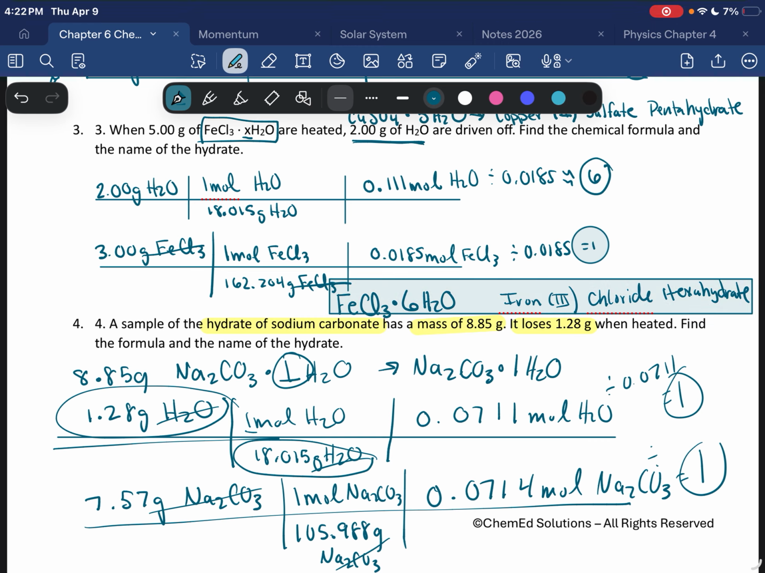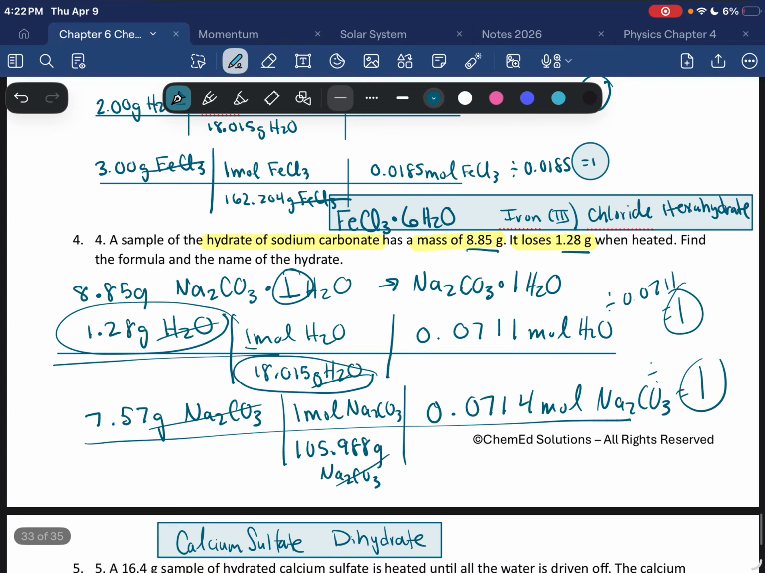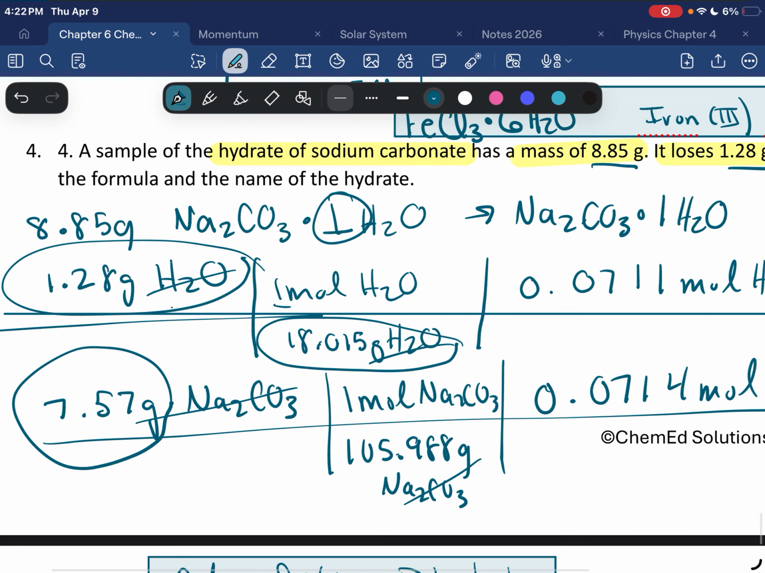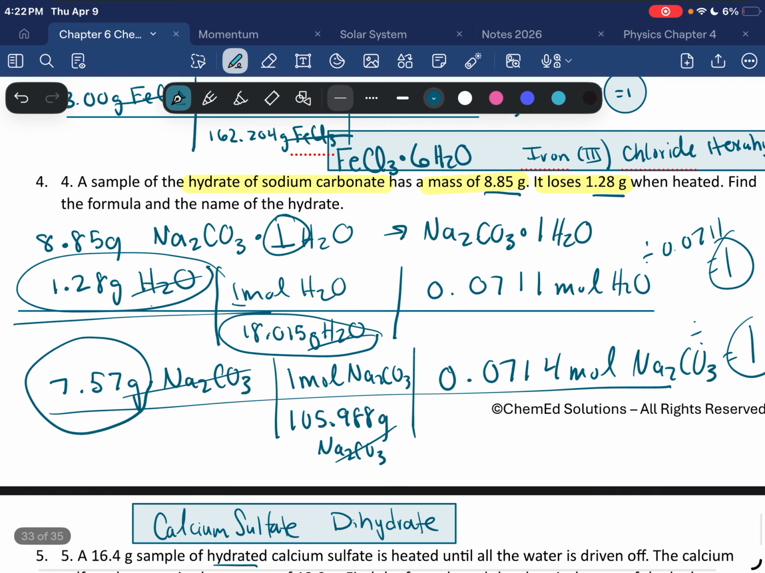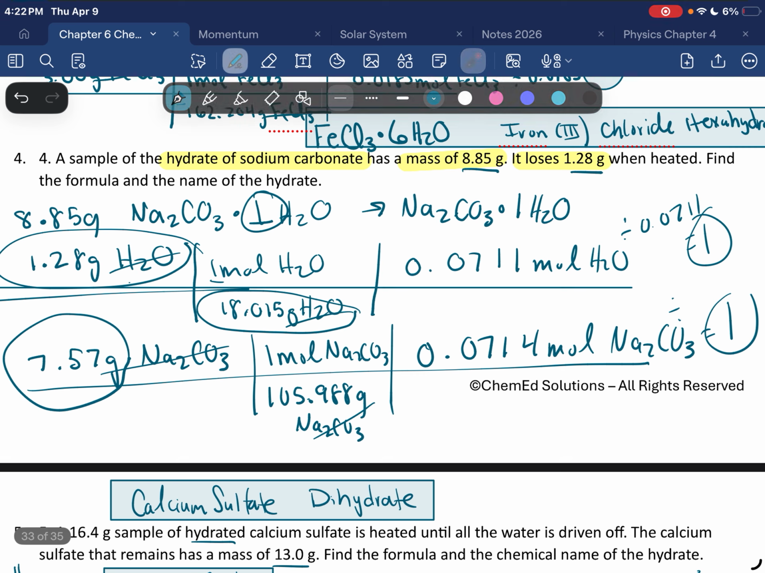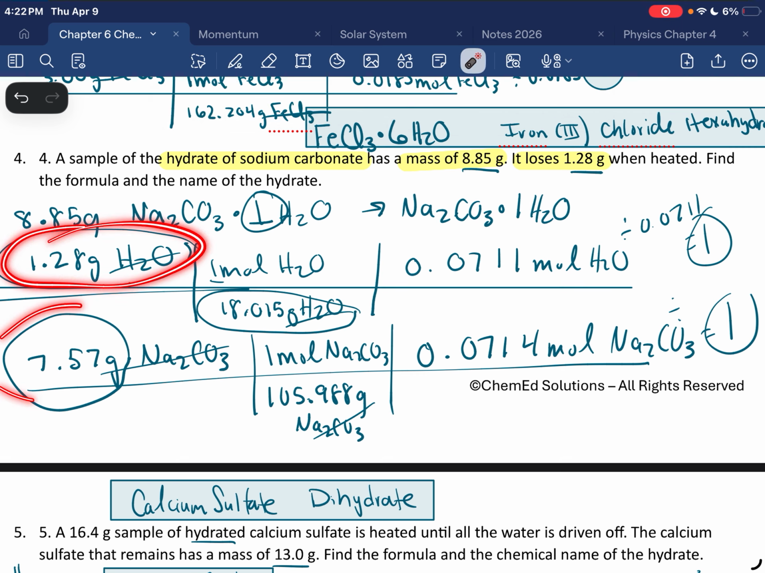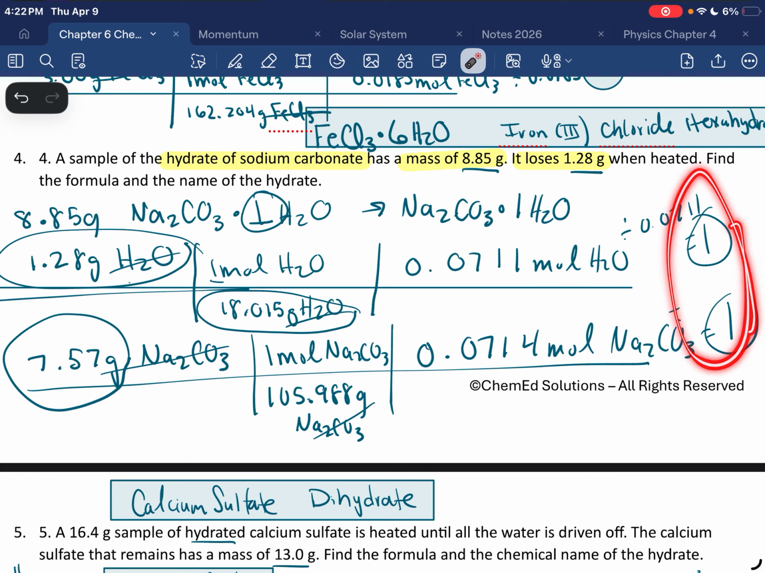All right, and that is your final answer for that one. Number 4, a sample hydrate sodium carbonate. So your wet sodium carbonate has this mass, and it loses this much water. Very similar to the one above. This time you just take your big number minus little number, and that number is going to give you your sodium carbonate. Make sure you remember that carbonate has a 2 minus and sodium has a 1 plus, so you need 2 sodiums. And then just like always, you convert your water and your salt to moles of water and moles of salt, and divide by your smallest. They come out to about a 1-to-1 ratio.